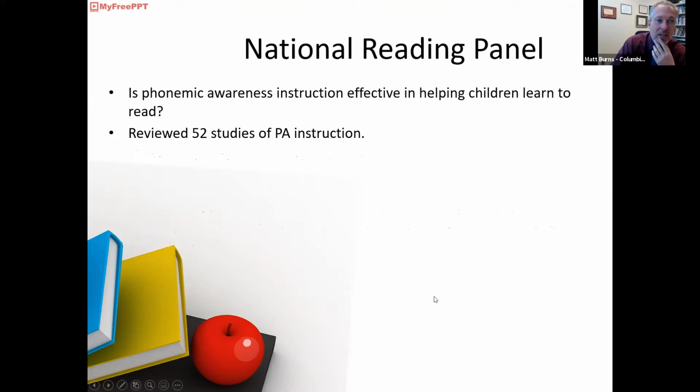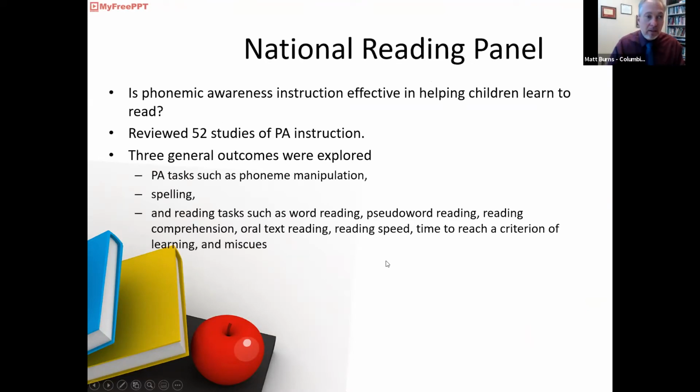But that's based on flawed logic. The National Reading Panel did its famous meta-analyses, and let's look at the one they did on phonemic awareness. 52 studies of phonemic awareness. Phonemic awareness is knowing that words are made of sounds.